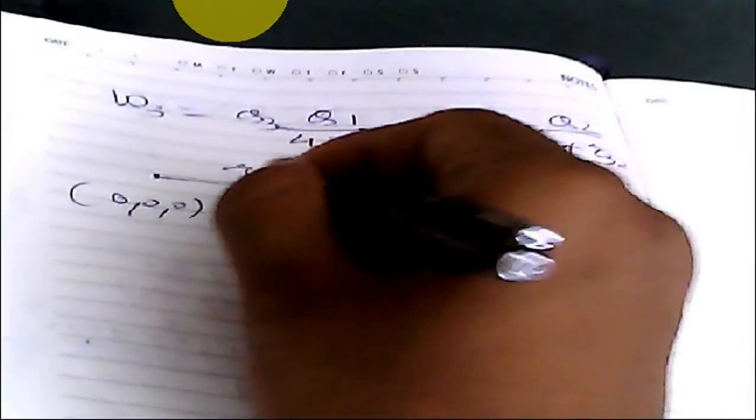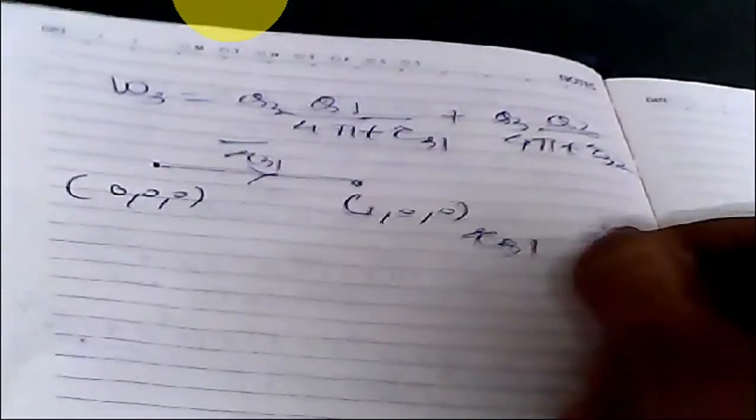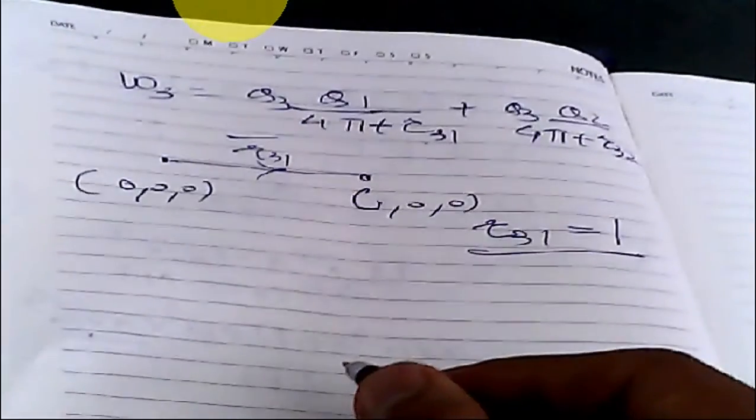So looking at these values, I can directly write R31 bar. I will write it here for the time being. R31 bar is equal to 1. You can calculate this by using the previous method.